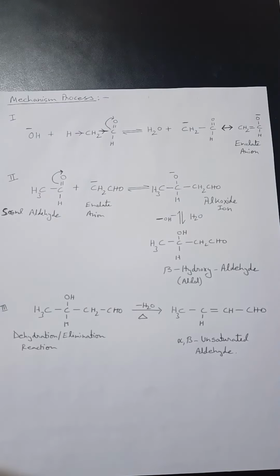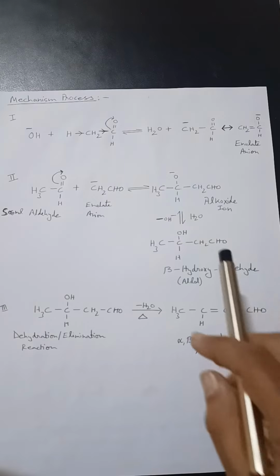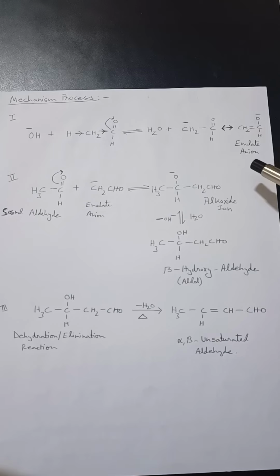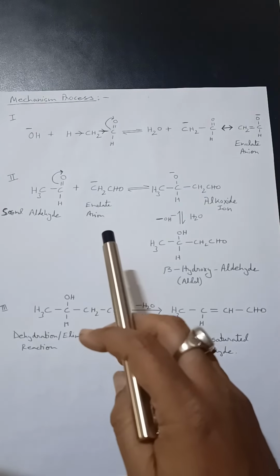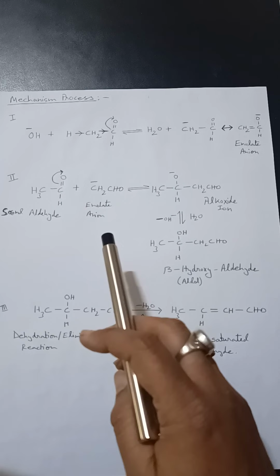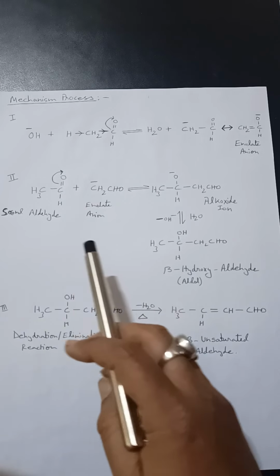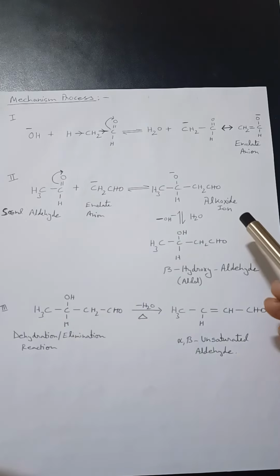In the first step of the mechanism, if you see, CH3CHO, where OH minus is coming from the solvent, this removes the H plus from the aldehyde, forming water, and the enolate anion is obtained. The enolate anion in the second step reacts with the second molecule of ethanal to form an alkoxide ion.